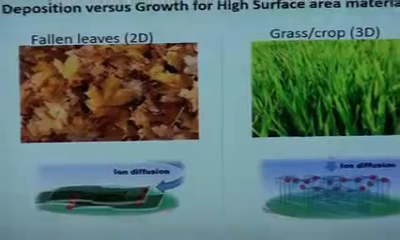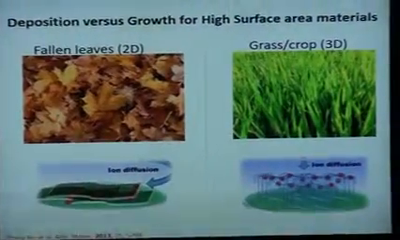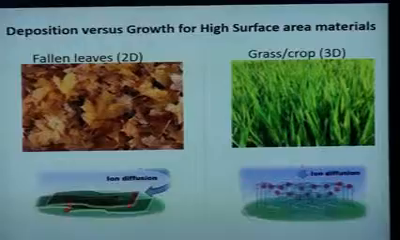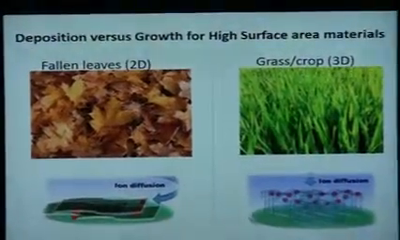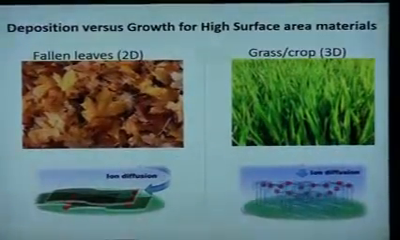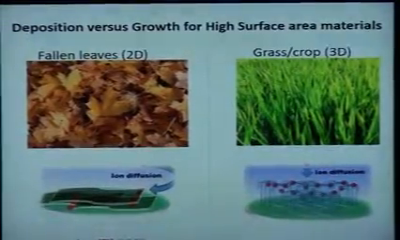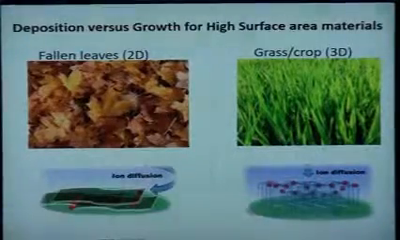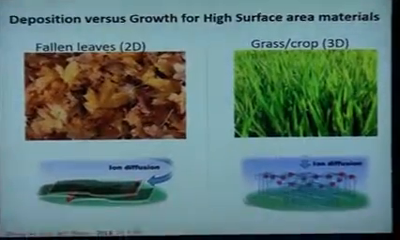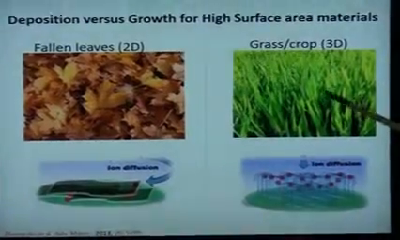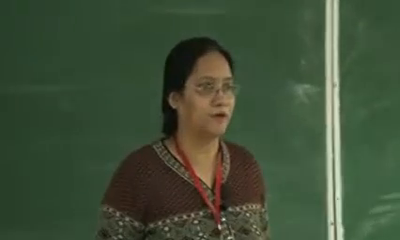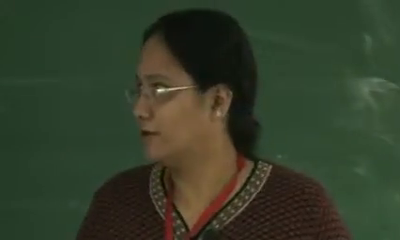If you look at this, these are two different pictures of natural systems which you come across. One is fallen leaves, and on the other side you see grass. One is like a deposition, so you have to keep an analogy in mind when I am discussing this. Fallen leaves are like a 2D system: you have leaves fallen in one plane, okay? And the grass is a 3D system, it's a growth process, right?